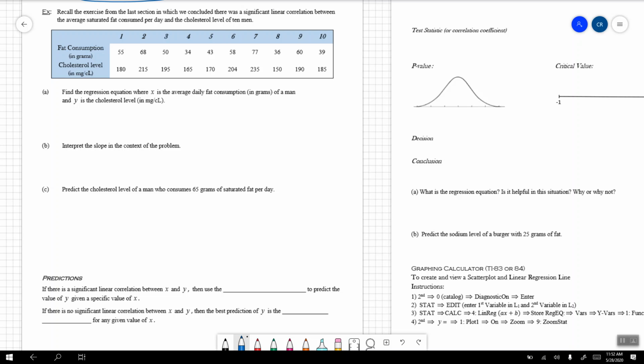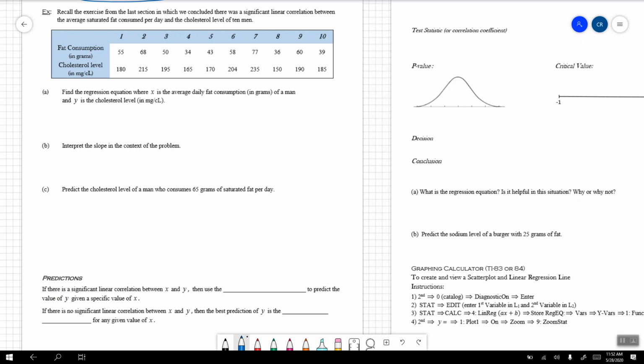Alright, so here we go. Now it says recall the exercise from the last section in which we concluded that there was a significant linear correlation between the average saturated fat consumed per day and the cholesterol level of 10 men. So this data was given to us before in the previous section, and we're going to continue working with this data set in this particular section.